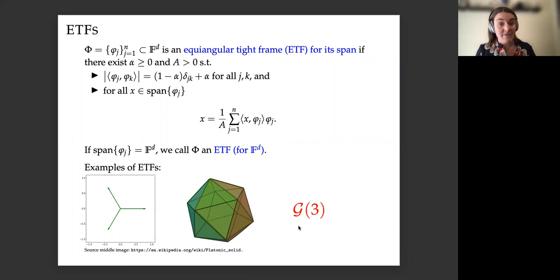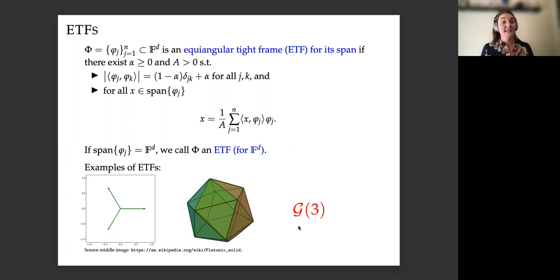And also we have that if we take any vector x that's in the span of these vectors, we have this really nice change of basis formula that looks a lot like what we get with an orthogonal basis. We say that x is 1 over that other constant that we selected, a, times the sum of the inner products of x with the particular vectors v_j times v_j. If the span of these vectors is the entire ambient space F^d, then we just call the set of vectors an ETF. But here it'll also be really important for us to look at sets of vectors that span spaces that are smaller than their ambient dimension.